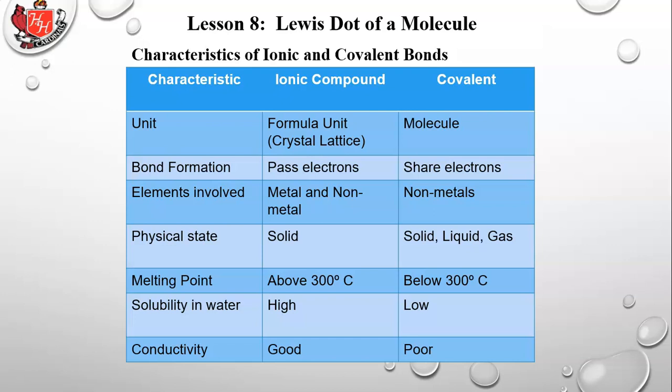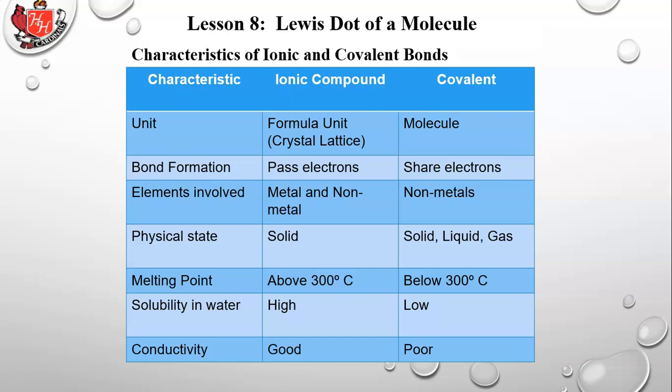Physical state. Ionic compounds are solids. The moment you put salt, NaCl, into water, it dissolves, but it doesn't dissolve into NaCl molecules. It dissolves into Na plus ions and Cl minus ions. We're going to see that later on. Okay, so the ionic compounds are in solid form. They're generally not in liquid form except under extreme conditions. Covalent can be either solid, liquid, or gas.